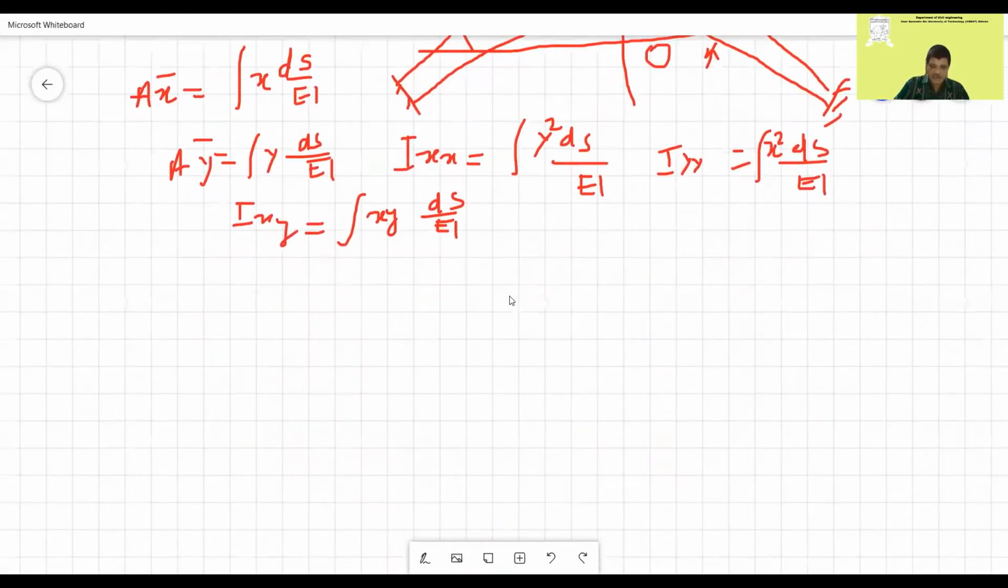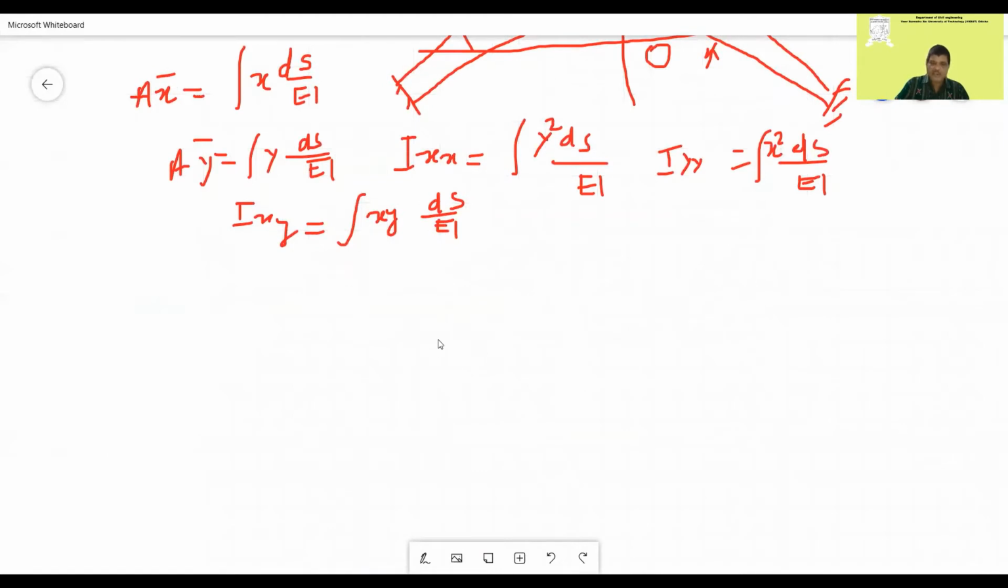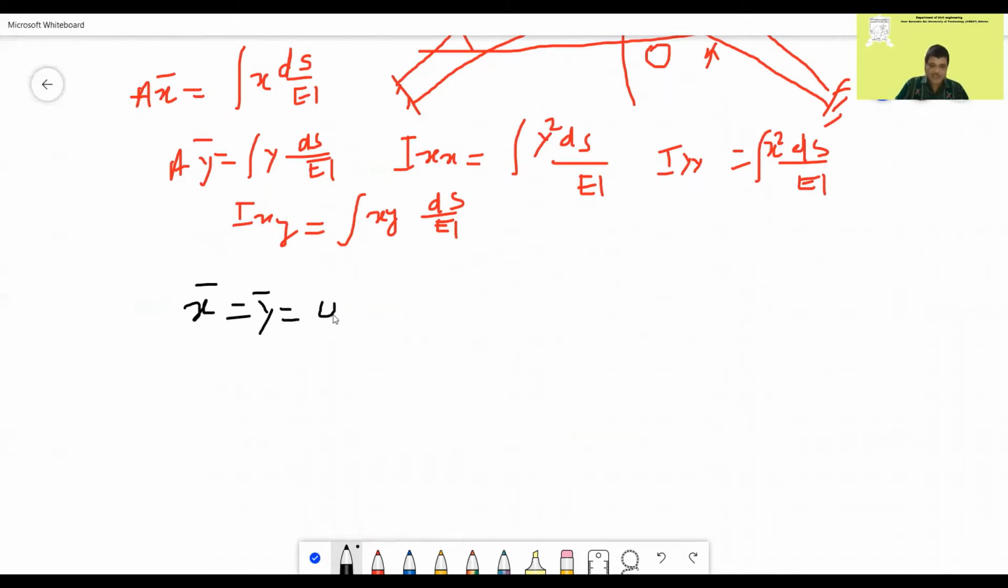Now, if we take the elastic center as the origin, then we can say x bar is equal to y bar is equal to 0. If we consider the elastic center as the origin, then x bar and y bar are equal to 0, and that means the sum of x ds by EI will be equal to 0.